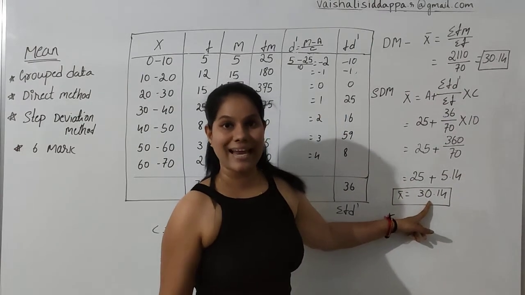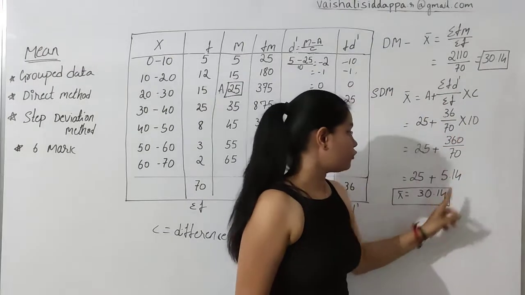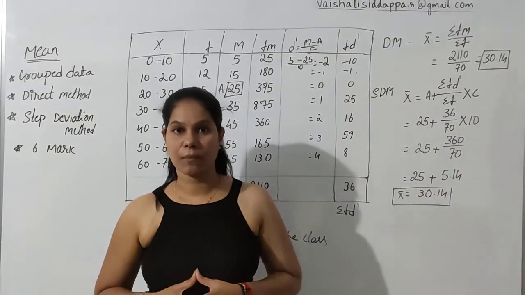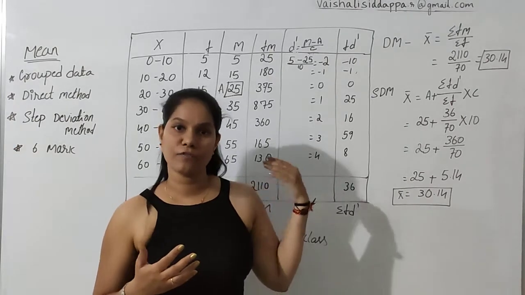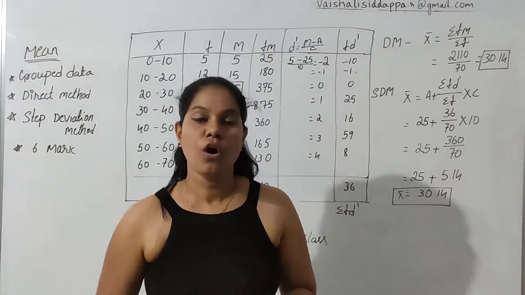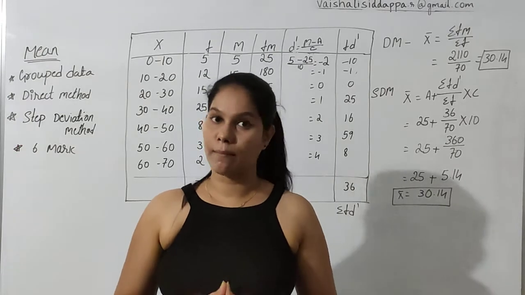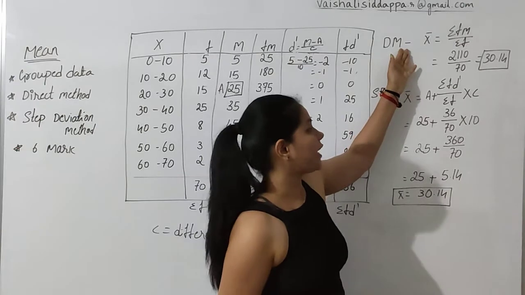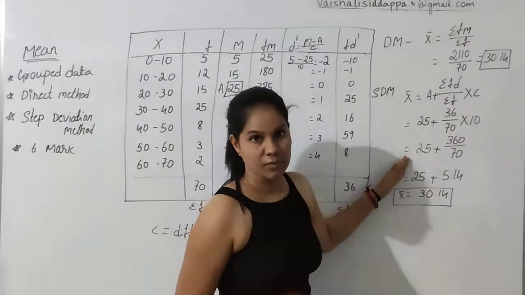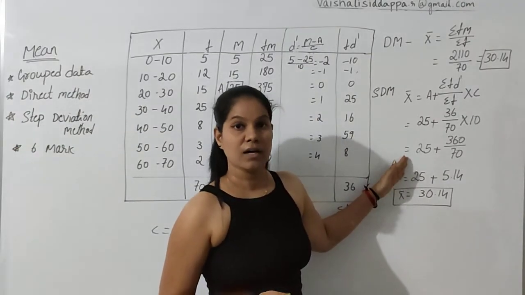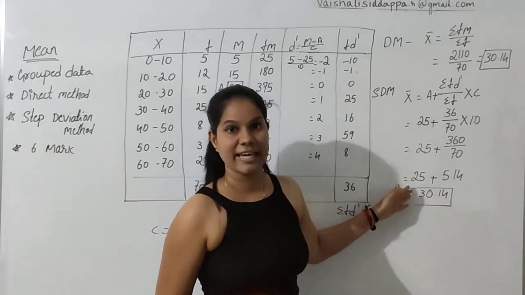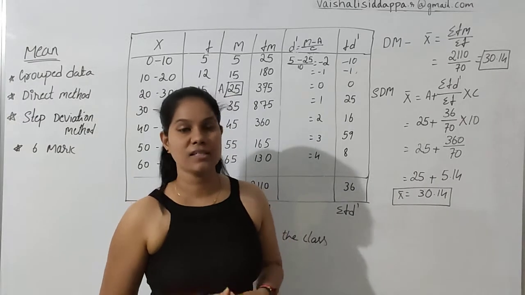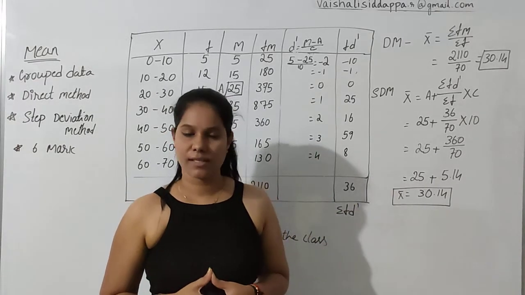They both are exactly the same: 30.14, 30.14. In arithmetic mean you can go with any of the methods, including the assumed mean method, and all the methods are going to give you the same answer. If you get a different answer compared to the direct method, then definitely the method you have adopted is wrong, the problem will be wrong. Otherwise all the methods are going to give you the same answer.